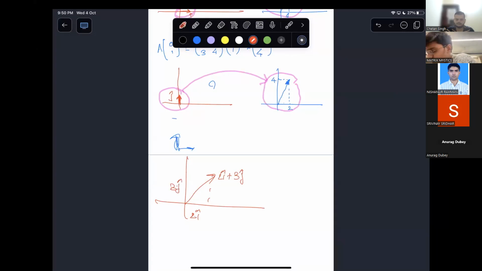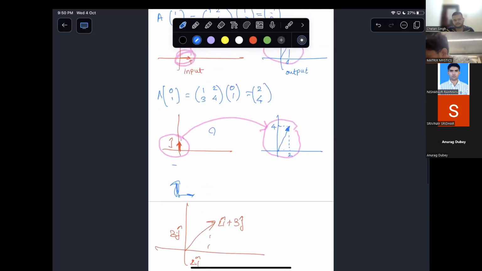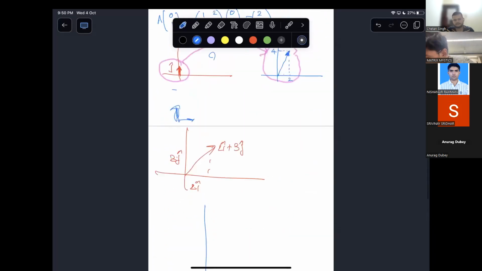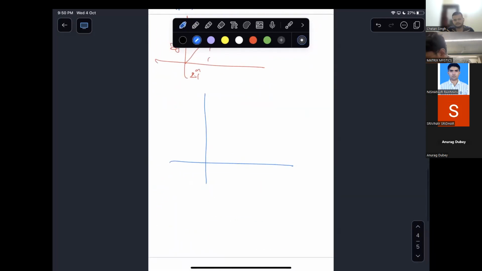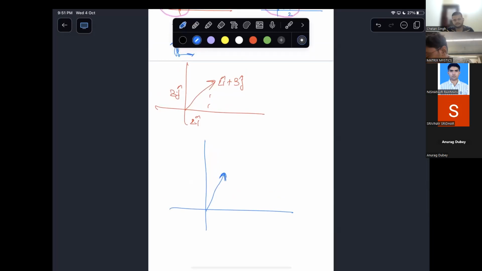Now we know that in this blue plane, our i cap goes to (1, 3). Sorry, our i cap in this blue plane corresponds to (1, 3). That means our 2 i cap will correspond to exactly double of that, which is (2, 6). But I don't think this is very easy to see.